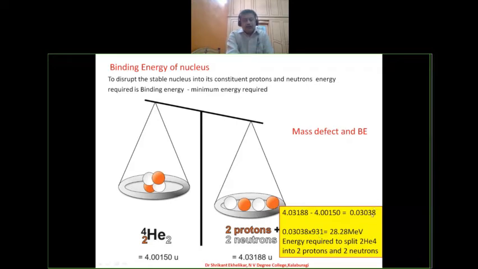Therefore, 0.03038 into 931 will give you 28.28 MeV as binding energy. So, what is this 28.28 MeV? It is the binding energy of the helium nucleus or alpha particle. That is the energy required to split helium-4 into 2 protons and 2 neutrons. The minimum energy required is 28 MeV.